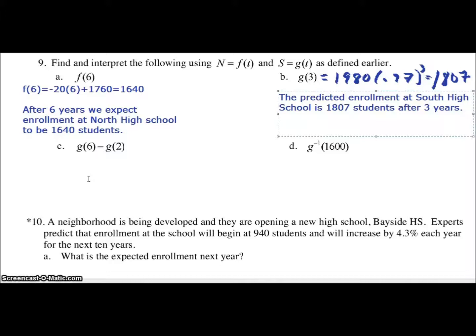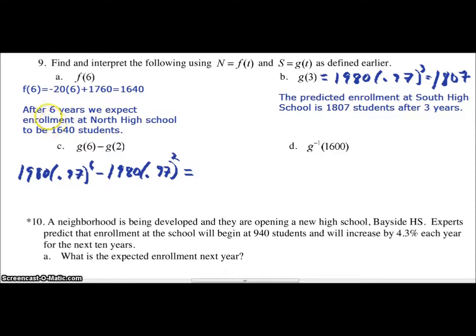G of 6 minus g of 2, we can calculate this difference, and we should get negative 214. So this is a difference in projected enrollments, but if we think more about what this tells us, it tells us that as the time increases from 2 to 6 years, there's going to be a decrease in projected enrollment.